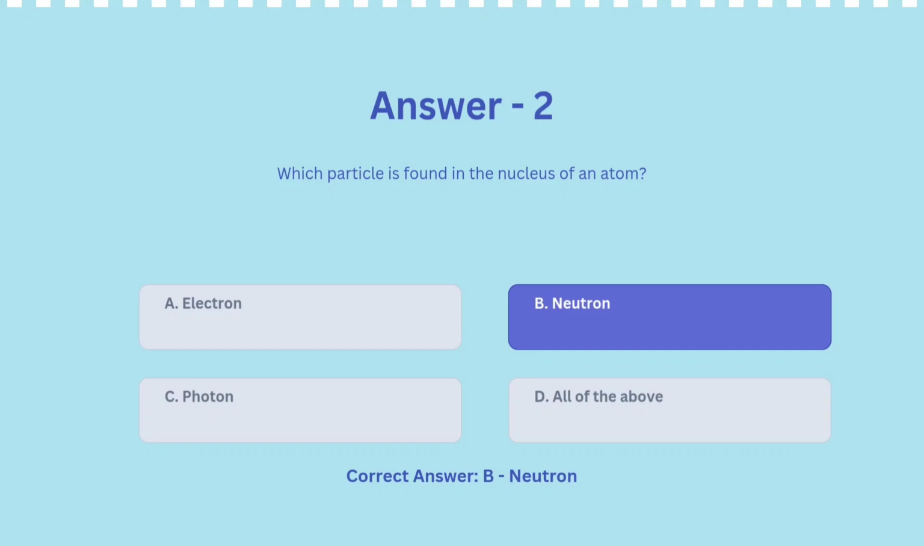Well, the answer is neutron, option B. As I told you before, the neutron is also present inside the nucleus along with the proton, and it has no charge, thus allowing it to bond with the proton and also keeping the electron inside the orbit, thus providing its stability.